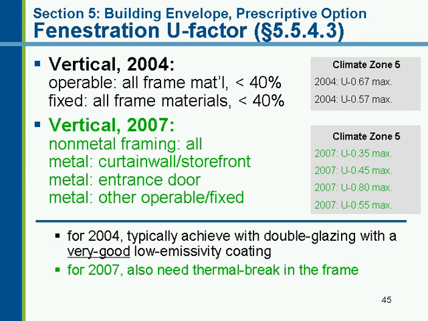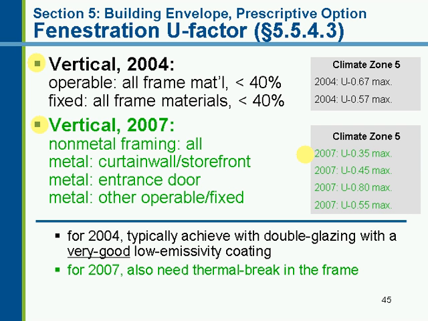For the U-factor criteria, in 2004, the previous version, it varied depending on whether it was operable or fixed. And the operable criteria for U-factors was less stringent than the one for fixed. But it was the same for all framing materials. For 2007, it parallels what's in the ICC documents. So there's a non-metal framing category. This would be if you have wood or vinyl or fiberglass frames. The U-factor criteria is 0.35, so comparable to what you might see for residential type windows in climate zone 5.